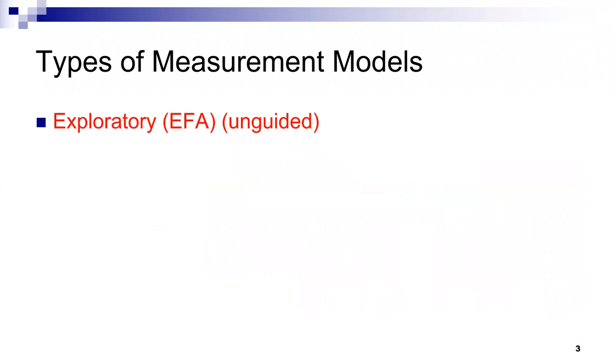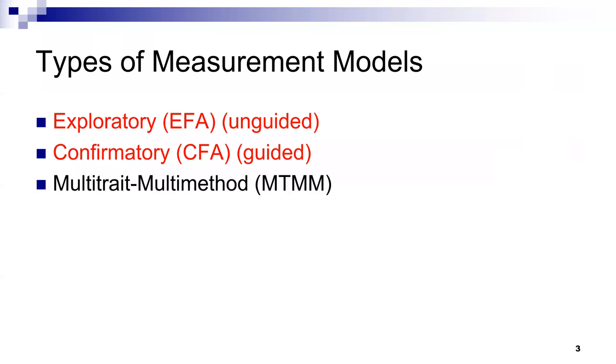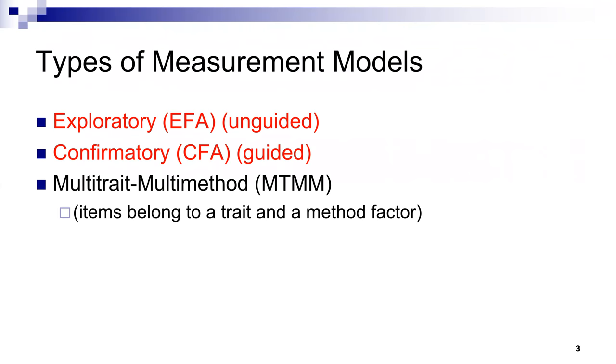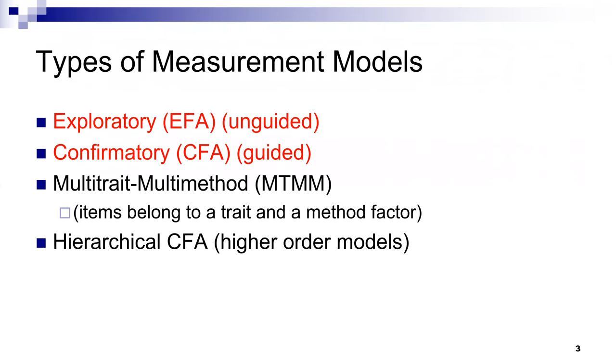There are a couple different types of measurement models. There's the exploratory model, and then there's the confirmatory model. Exploratory is unguided. You throw a bunch of items down and let the software figure out what the groupings of those items should be based on their covariances. Whereas confirmatory is guided. You say, no, these five items belong to this factor, and these five items belong to this factor, so go confirm that for me. So one's unguided, one's guided. There's also MTMM. We're not going to do that in this class, don't worry about it, but I thought I'd bring it up. And hierarchical, which we're not going to do in this class, although I'll talk about it briefly.